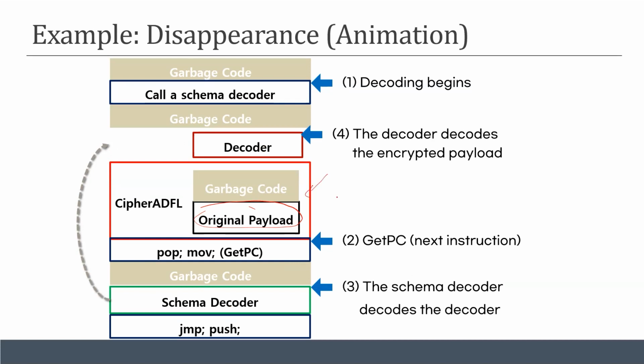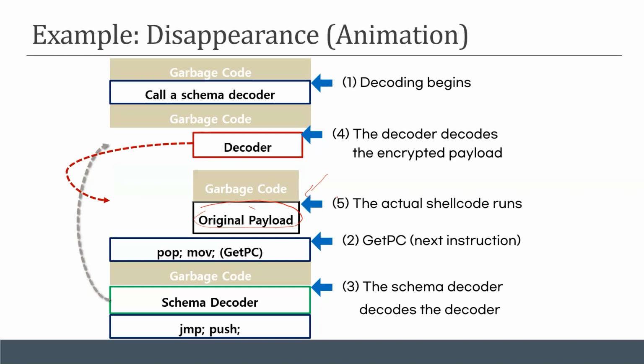Now the red box has been enciphered with a key. Now the decoder decodes this box. Now it's gone. Now you get the original payload, right?